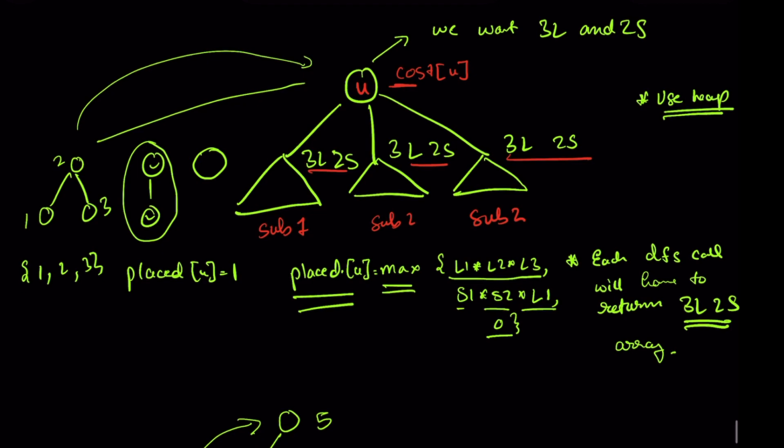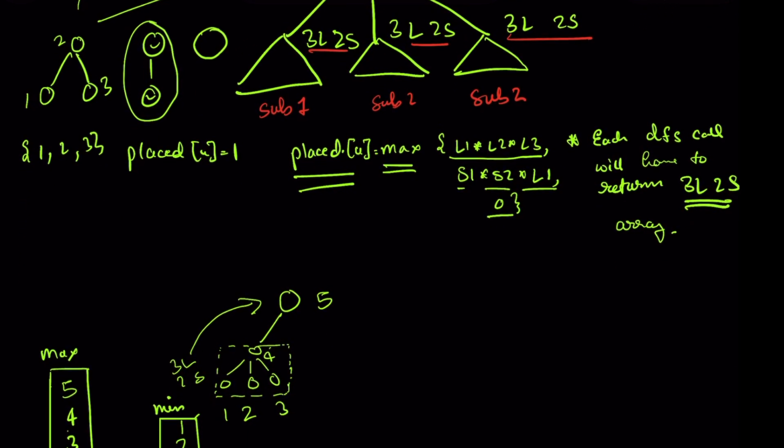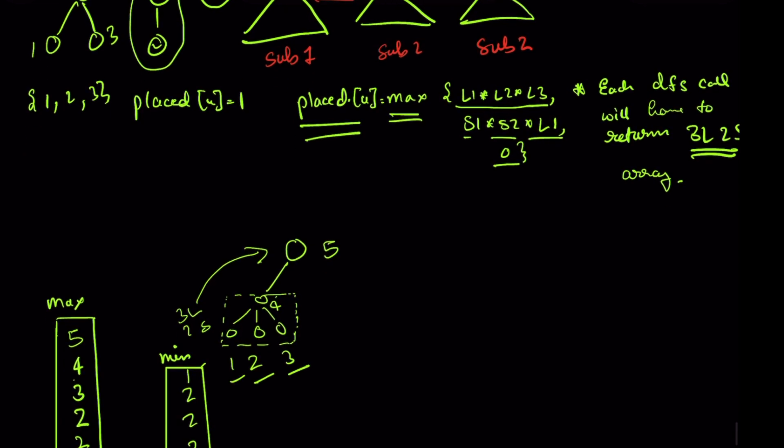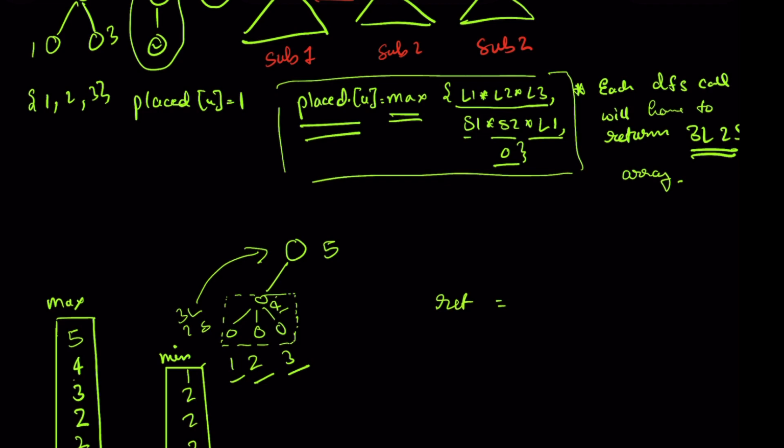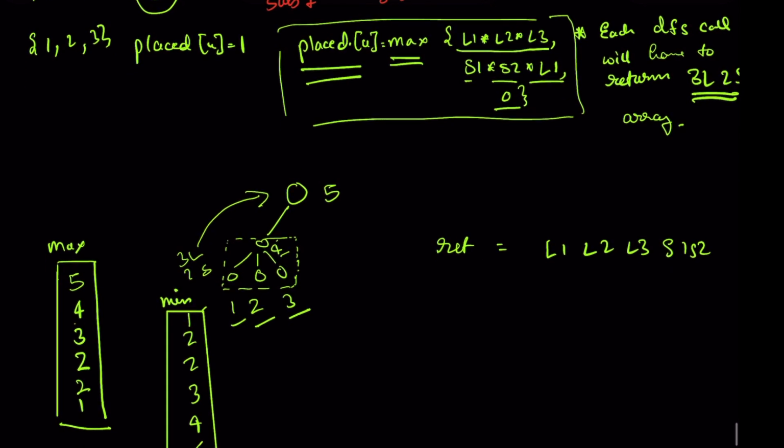Okay, you might think about what happens when the number of nodes in this subtree is 4. So let's say the values are 1, 2, 3 and 4, and this is the parent node. Let's take this example, and we will use this formula for this, and also return the three largest and two smallest, that is L1 L2 L3 and S1 S2, to the parent node.